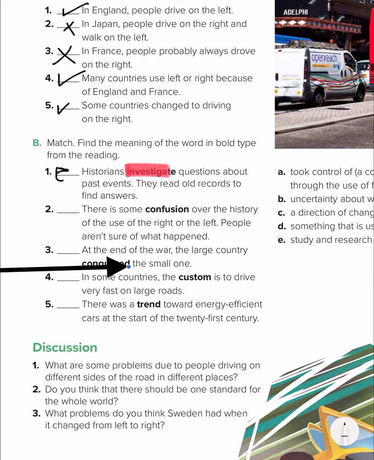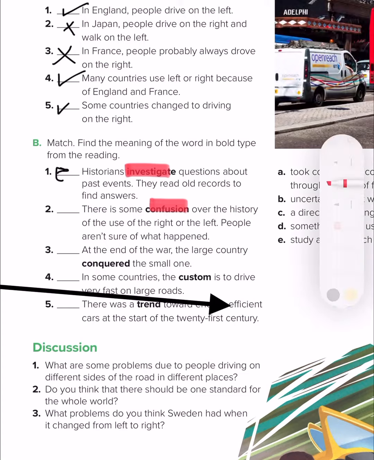Okay. Number 2, there is some confusion over the history of the use of right or left. People aren't sure what happened. So what does confusion mean? Actually, it means uncertainty about what happened. So you are not sure. Okay, you are not sure. So it will be B, of course.